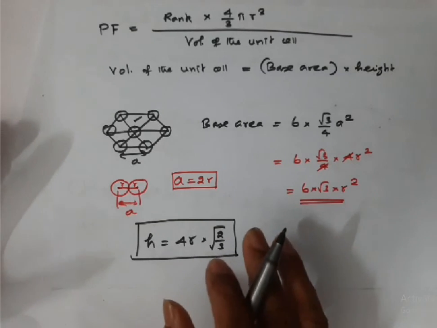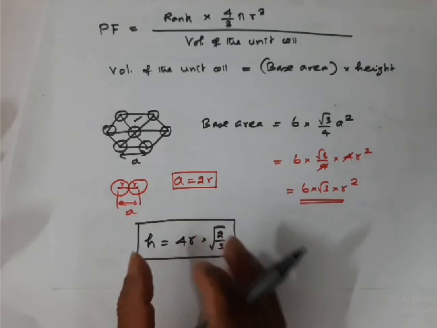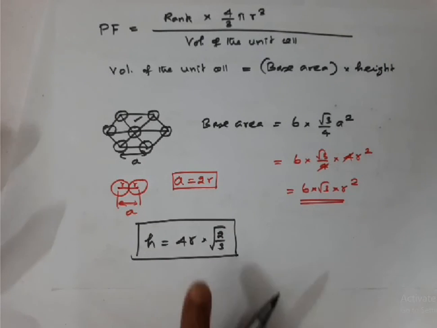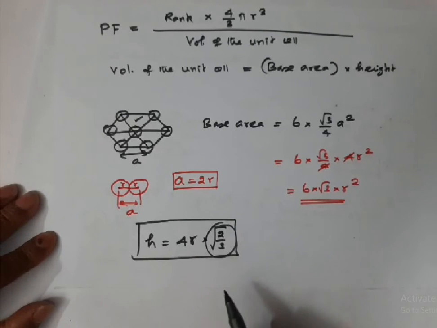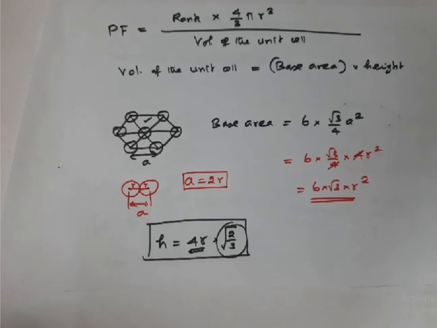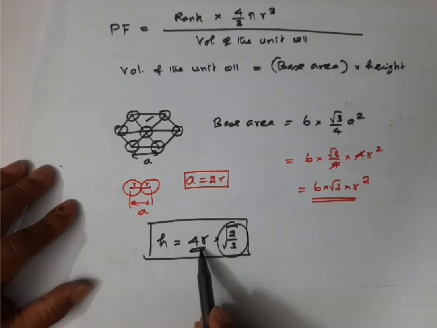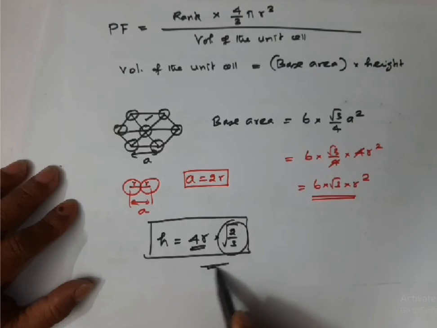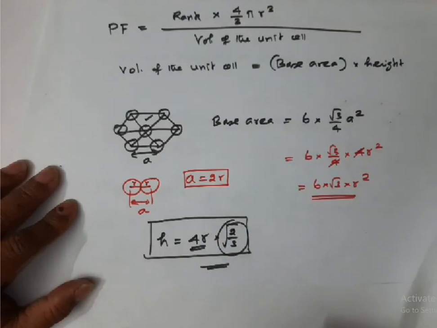But what I am going to do is take this value as such and calculate the packing fraction. Students, why am I multiplying by square root of 2 by 3? Because if H is equal to 4R, it means the atoms are placed exactly one over another. But in a hexagonal close packed crystal, you know very well, atoms are placed in the depressions. Therefore, H is not equal to 4R. Actually H is equal to 4R times square root of 2 by 3. So this is the value of the height of the unit cell.